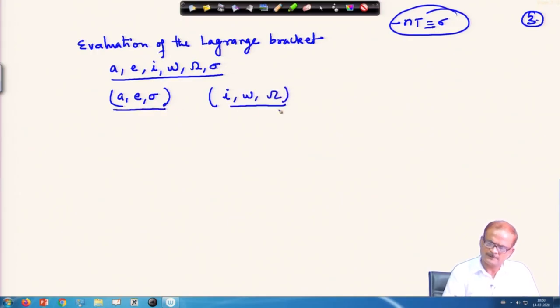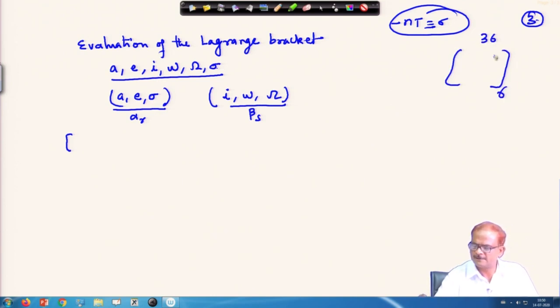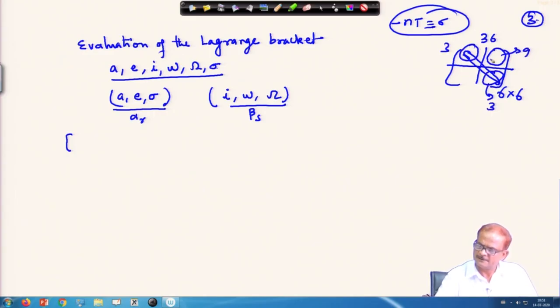So, these two groups we divide, and this also we have discussed earlier, this I will indicate by alpha r and this by beta s. So, the number of Lagrange brackets, as already discussed, is 36 in total, because these form a 6 into 6 matrix. Out of that, the diagonal is 0, and here we have a total of 9. In this place we get 3, in this place we get 3, and here just with the opposite sign. Here also on this side, as we have discussed, we will get 3. On the left side of the diagonal it will be minus of this.